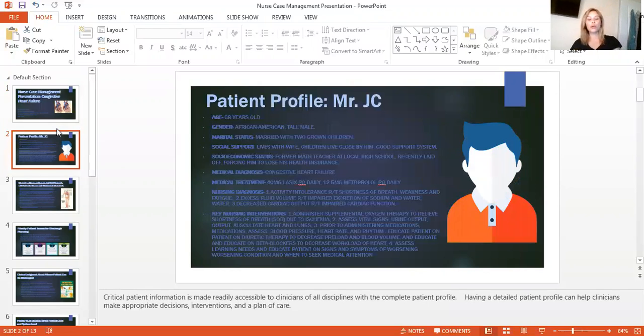So the patient profile is Mr. JC. He's a 68-year-old African-American tall male. He's married with 2 grown children. He lives with his wife and his children do live close by to him, so he has a pretty good support system.